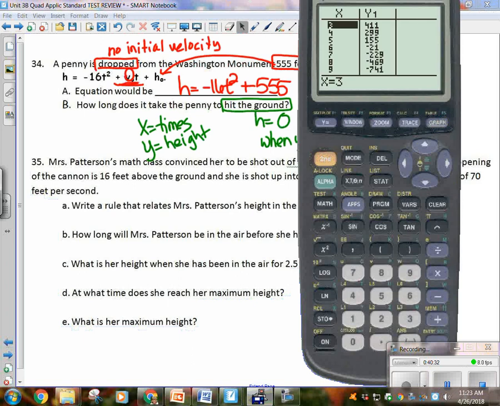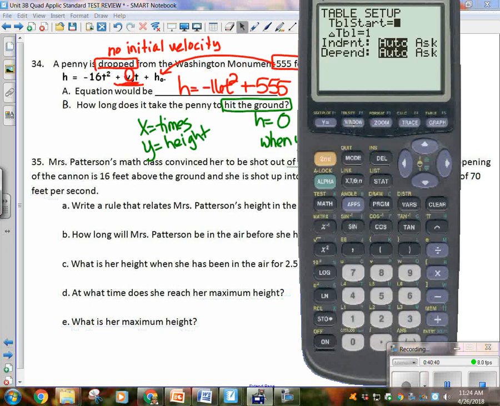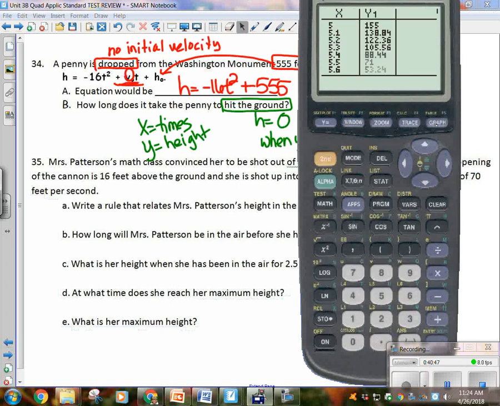Okay. It looks like between 5 seconds and 6 seconds, I go from 155 to negative 21. So I'm going to stay at 5. I'm actually going to change my table settings. We'll say start at 5. And I'm going to break it down by 0.1 and see what that shows me. Okay, 5.6. I'm still going down. Ooh, 5.8 to 5.9. I go from 16 to negative 1.